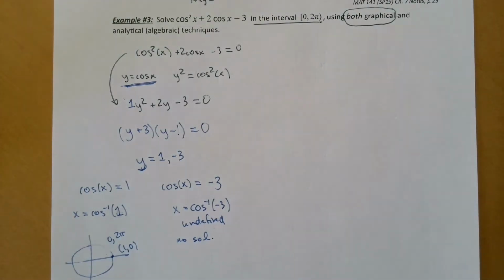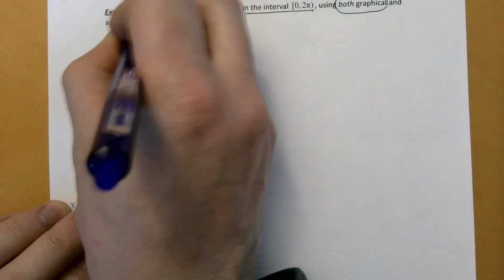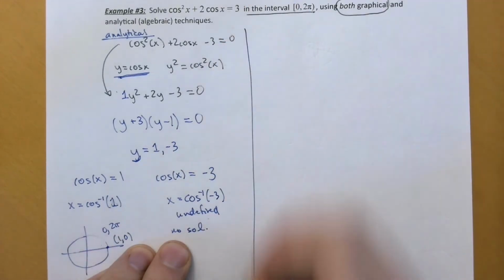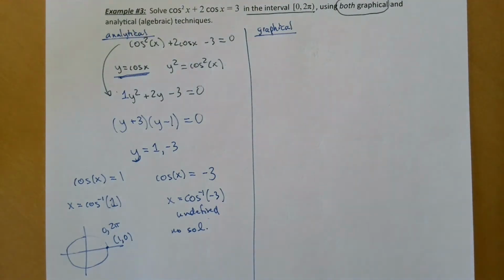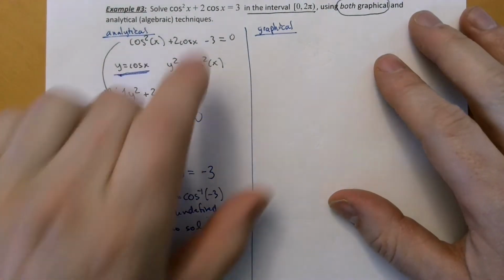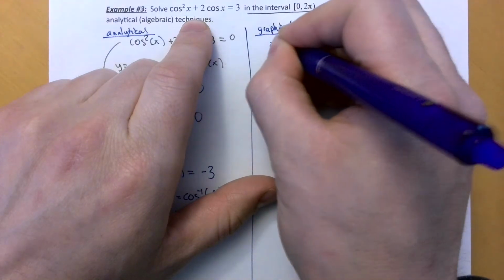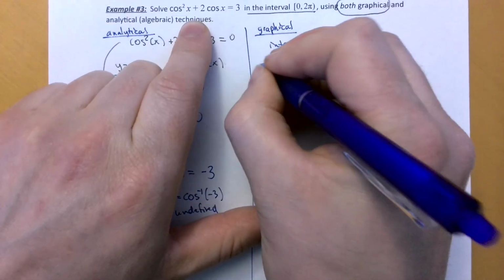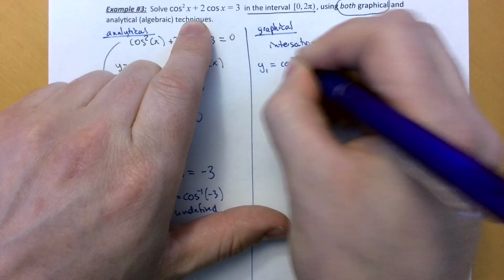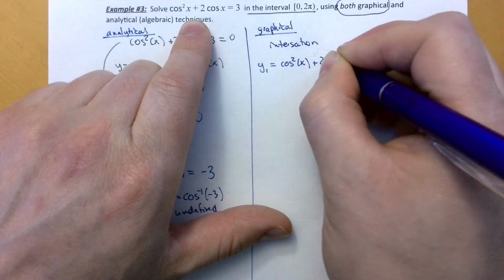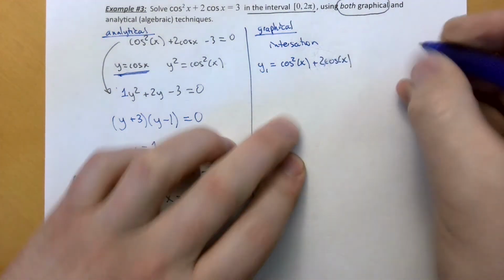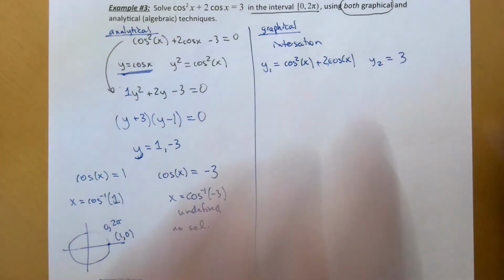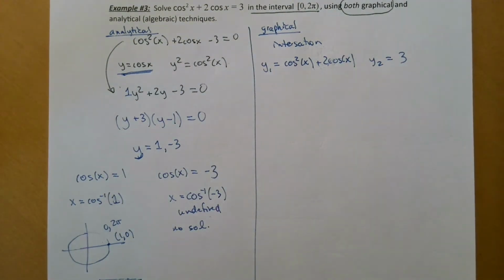That was wonderful. All right, let's do the graphical method. So this was the analytical. Now graphical. Let's get our divider there. And what do we want to do? Let's do, just because, the intersection method. That means I'm going to graph y1 as cosine squared x plus 2 cosine x, and y2 is going to equal 3, and we're just going to find all the places those intersect. So here comes Desmos.